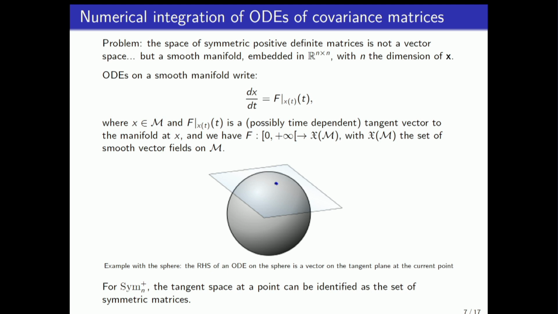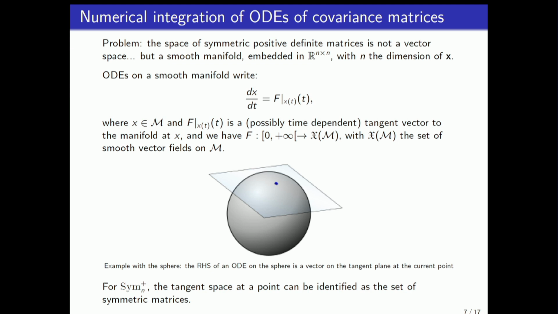So if you take the example of the sphere, it's very visible. The right-hand side of such an equation is always a vector in the tangent space. So as soon as you apply a classical Euclidean method in the embedding space, you typically leave the manifold, in the case of the sphere. So if you want to do something meaningful, you either have an intrinsic method that respects the geometry of the sphere, or you try to project back somehow on the sphere and see if it works.